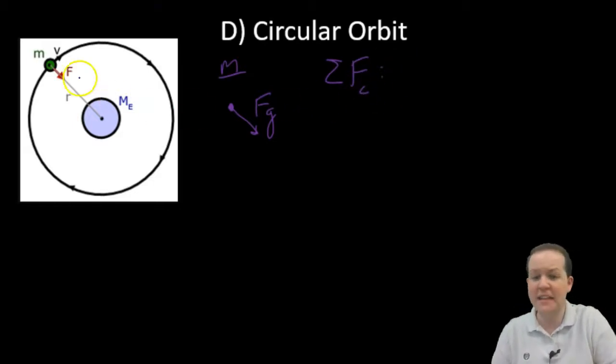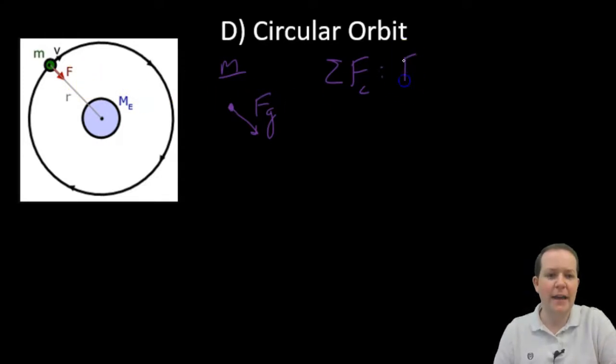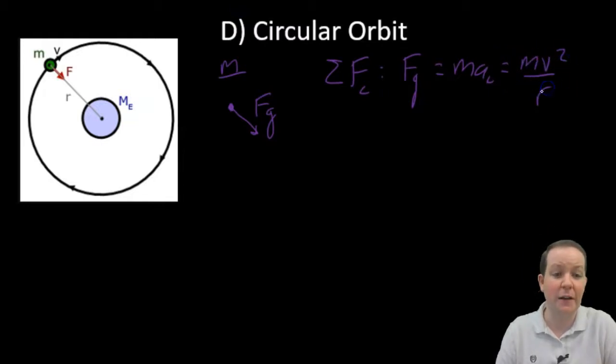There's only one force and it's acting towards the center. So that would be Fg, and that equals m a_c, and that would of course be the mass of the object times v squared divided by r. Okay? Now, what is the force due to gravity?